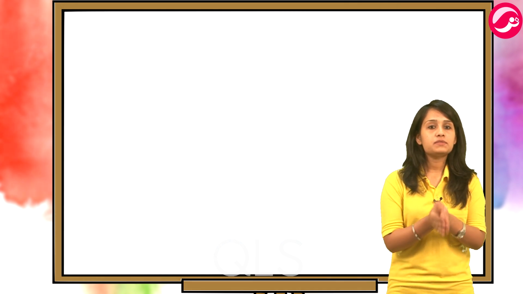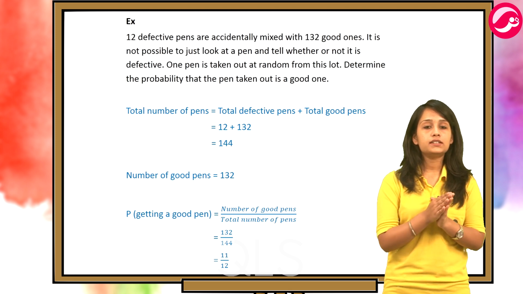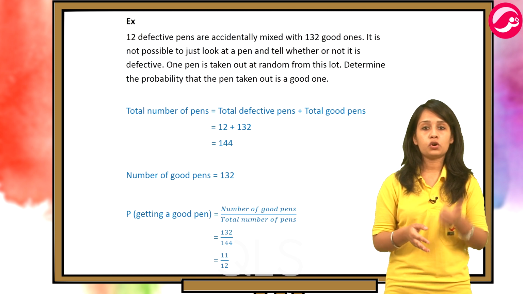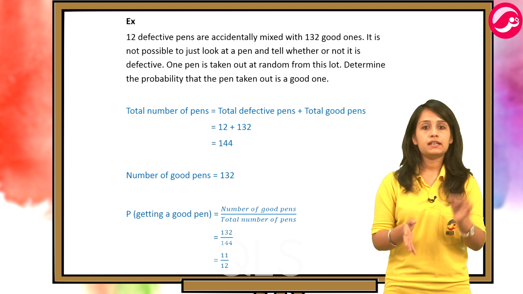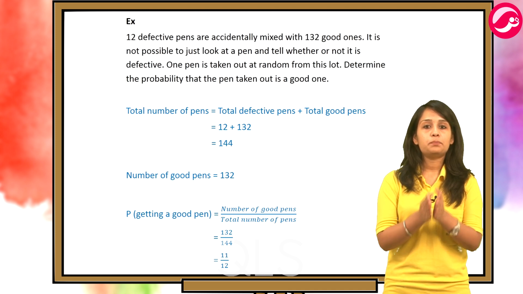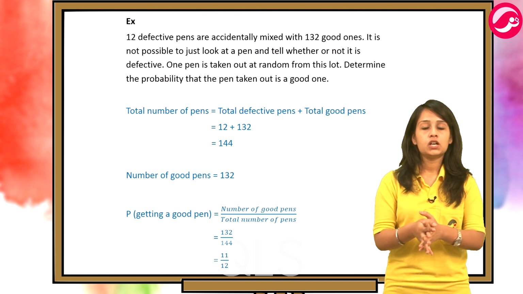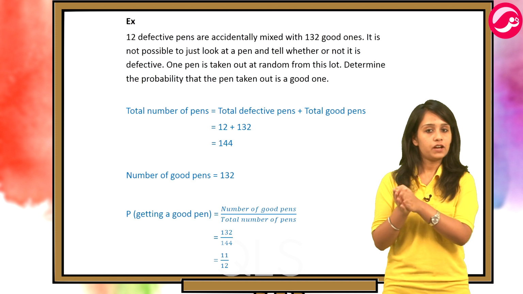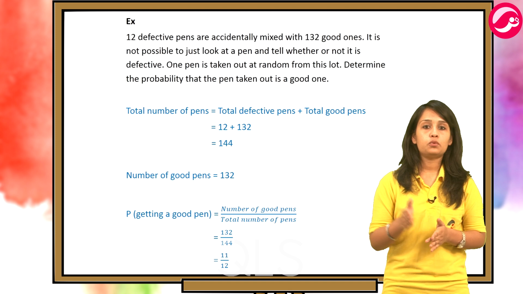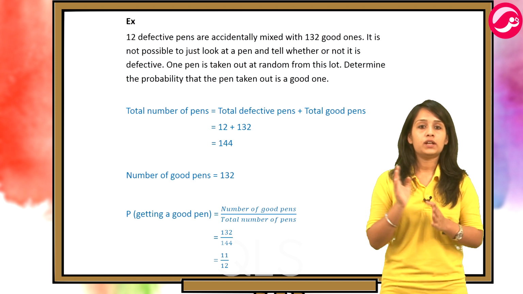Now the next problem says that 12 defective pens are accidentally mixed with 132 good ones. It is not possible to just look at a pen and tell whether or not it is defective. One pen is taken out at random from this lot. Determine the probability that the pen taken out is a good one. So the total number of pens is 132 plus 12, that is 144, in which 132 are non-defective pens and 12 are defective pens. So the total number of good pens is 132.